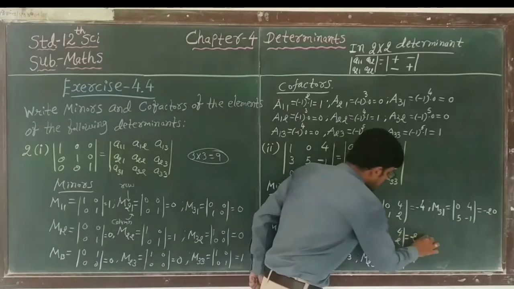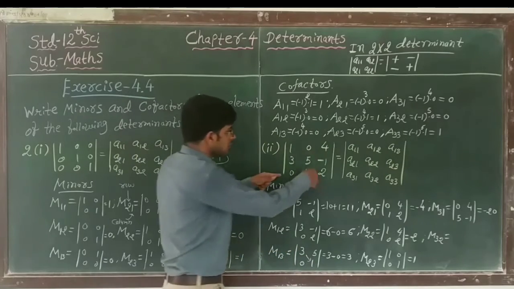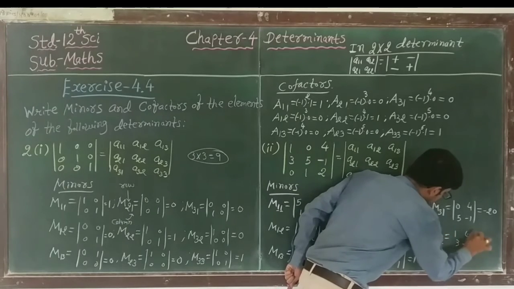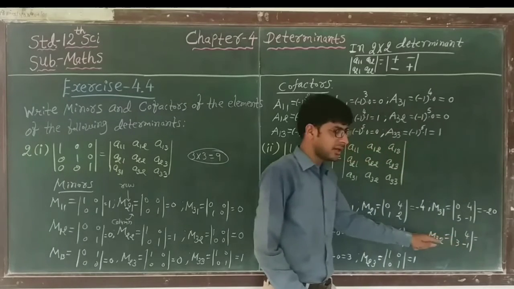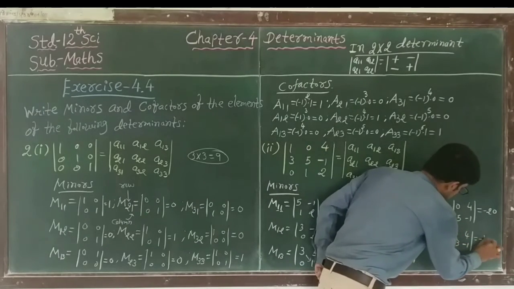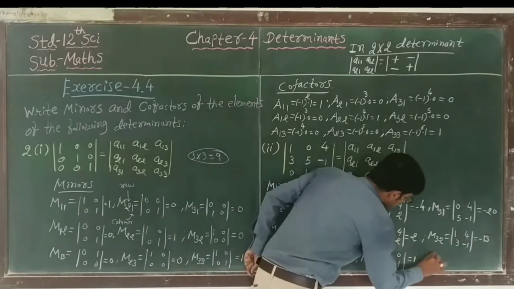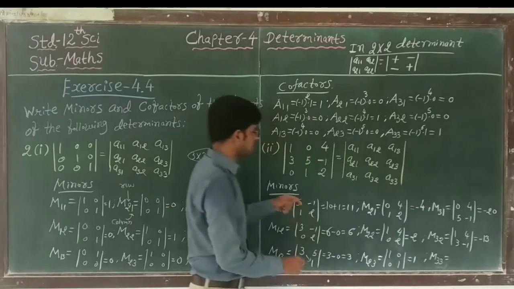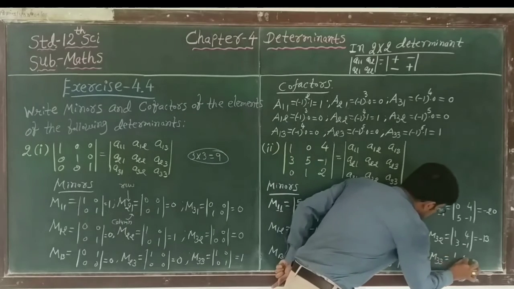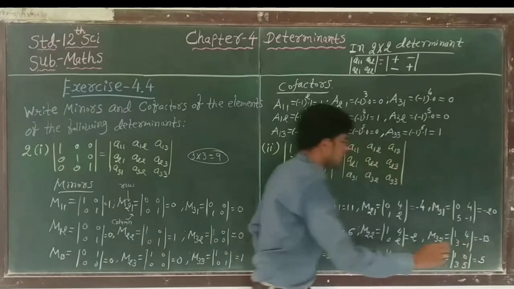Next find out M32. So we have to remove third row, second column. So the remaining elements are 1 4, 3 minus 1. So minus 1 ones are minus 1, minus 3 fours are 12. So minus 1 minus 12 is minus 13. M33 means we have to remove third row, third column. So the remaining elements are 1 0, 3 5. So it gives 5 ones are 5 minus 0, which is 5.